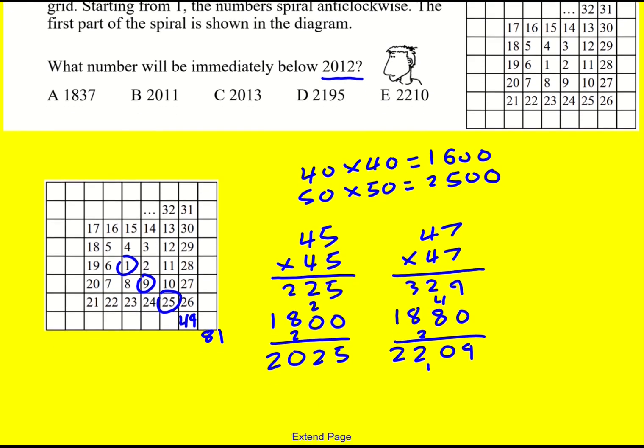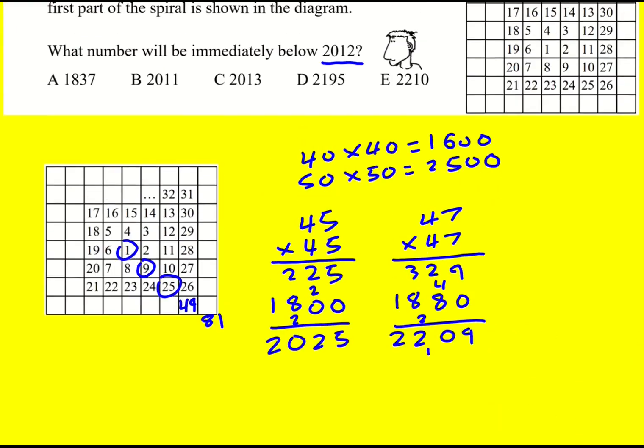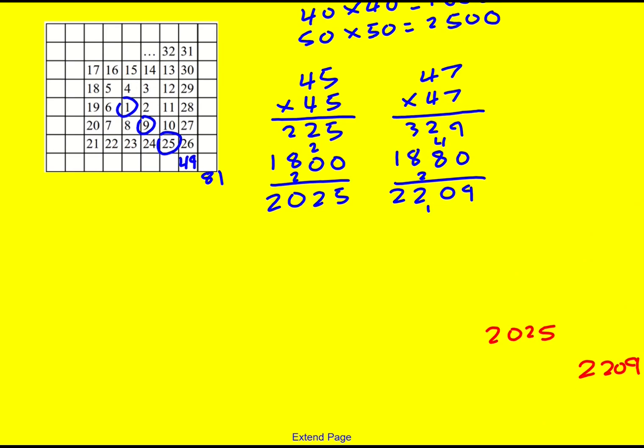So this tells us, right, I'm just going to move down the page a little bit. We've got 2025, and then along the diagonal, so one to the right and one down, is 2209. And I'm trying to work out which one is below 2012. So we can work backwards. We know as we go to the left, we're just going to subtract 1 every time. So 2208 and so on.